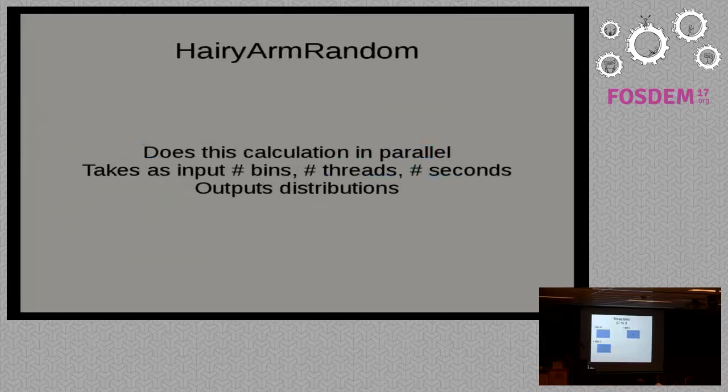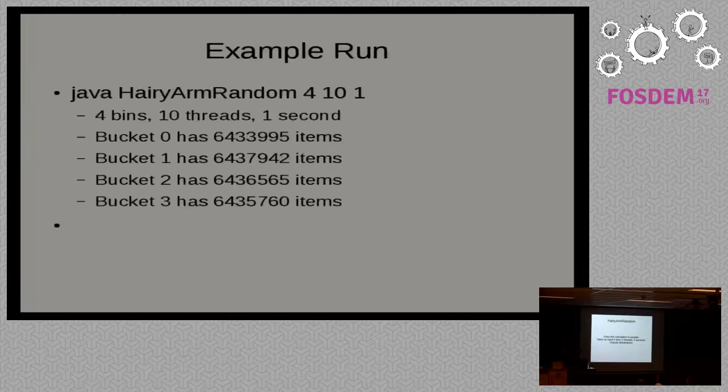And so I wrote a program that does a really parallel random number test like this, but bangs it all into one array, because I wanted to be able to show you perf. So here's just a sample example. If I ran with 4 bins and 10 threads for 1 second, you can see that Java random really does do a pretty good job of getting numbers equally distributed in the last bits.